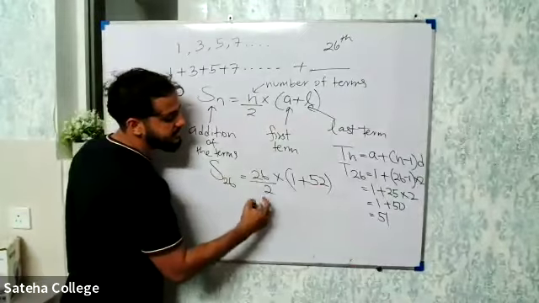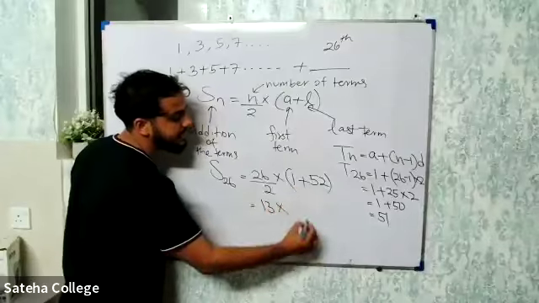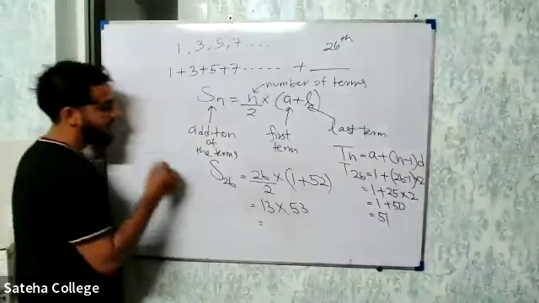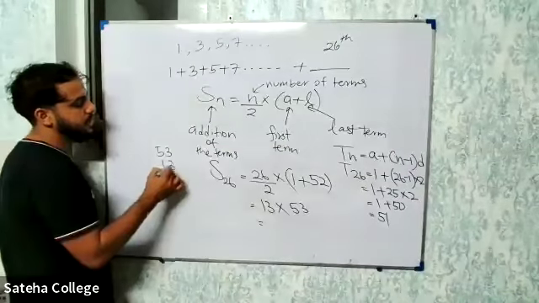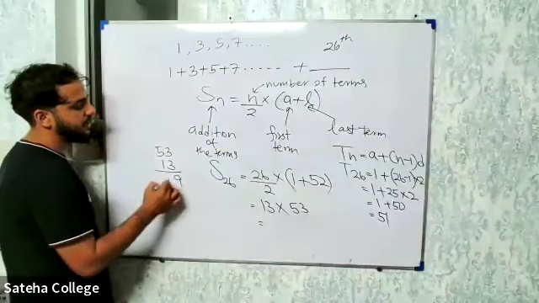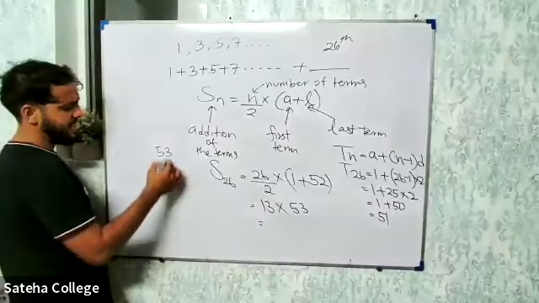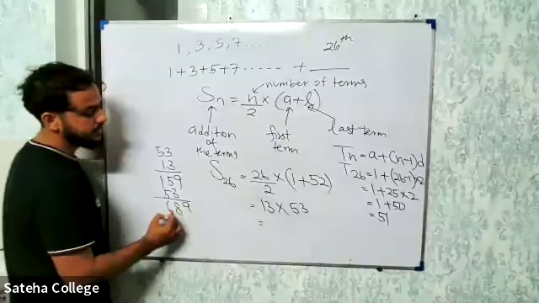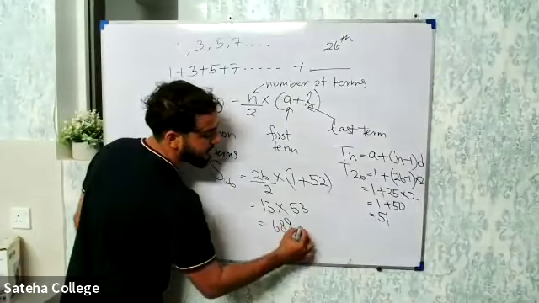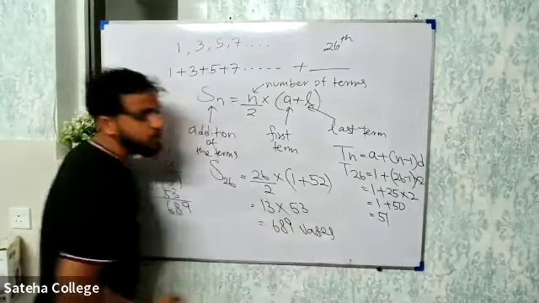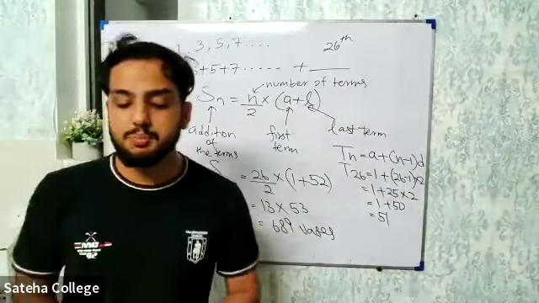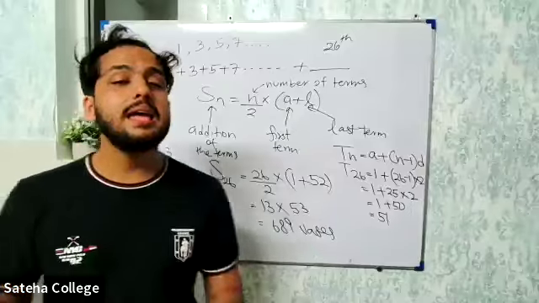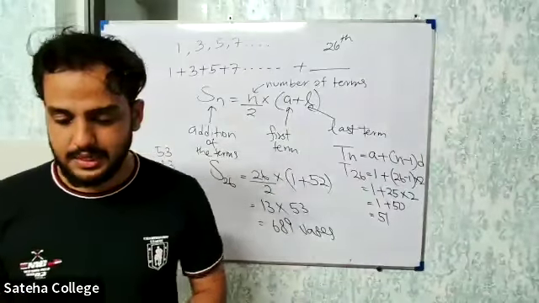So 26 divided by 2, that is 13. 13 into 1 plus 51, that is 52. Now 52 into 13. 3 into 2 is 6, 3 into 5 is 15, leave a space, 1 into 2 is 2, 1 into 5 is 5. So the total is 676. That means to make this pattern, this boy must have 676 flower vases. Is that clear?